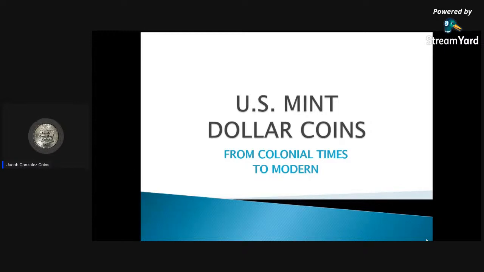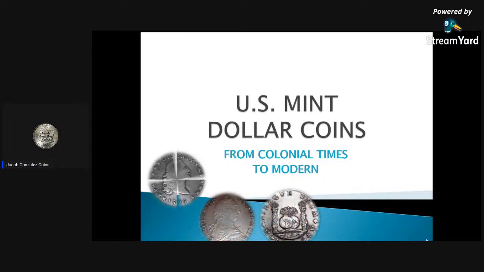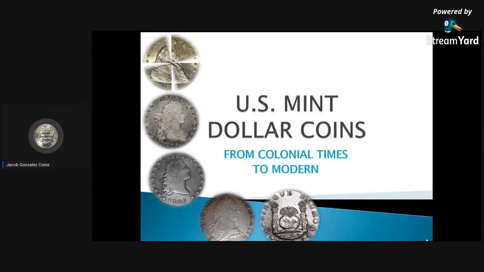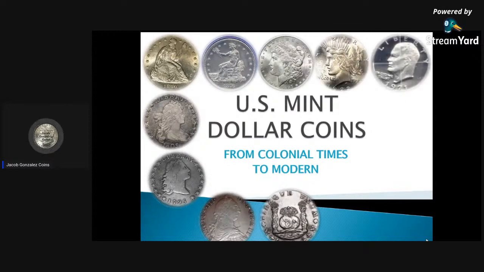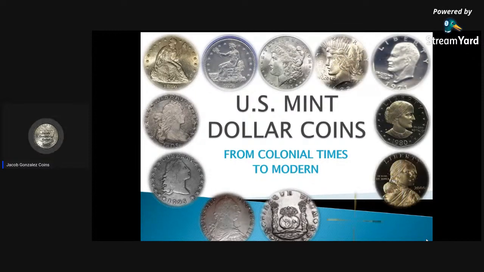So here it is, the US Mint dollar coins from colonial times to modern. And all the coins that you see here, guys, are all the coins that we are going to be talking about today. All dollar coins that were issued to be used by citizens like us of the US.